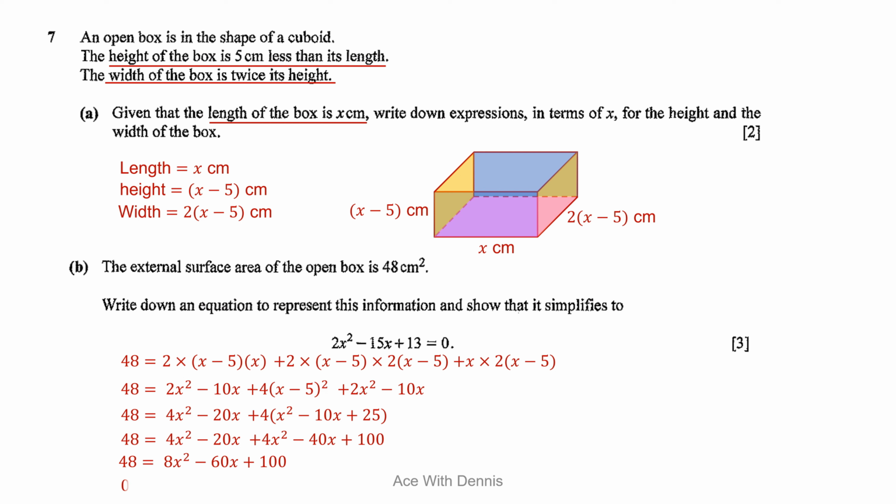So we move the 48 to the right hand side, which makes it to be 0, equals 8x squared minus 60x plus 52. Now we can simplify this equation by dividing 4 for both sides, and we'll get the equation that we need to prove, which is 0 equals 2x squared minus 15x plus 13, hence shown.